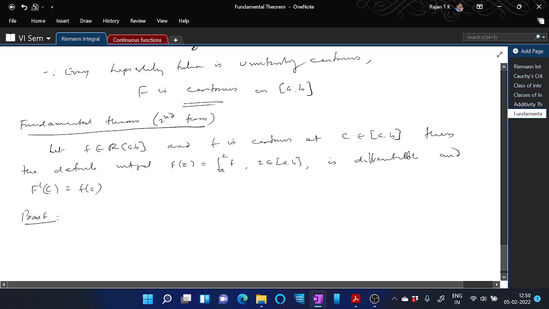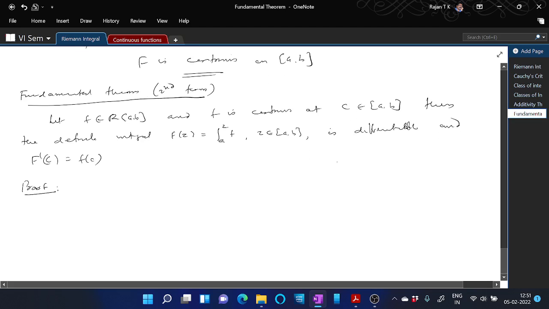Proof. Let c in [a,b] be the point where small f is continuous. That is, wherever small f is continuous, capital F is differentiable at that point. That is what this theorem is intending. Wherever small f is continuous, there capital F is differentiable and its derivative is equal to the value of the function at that point.